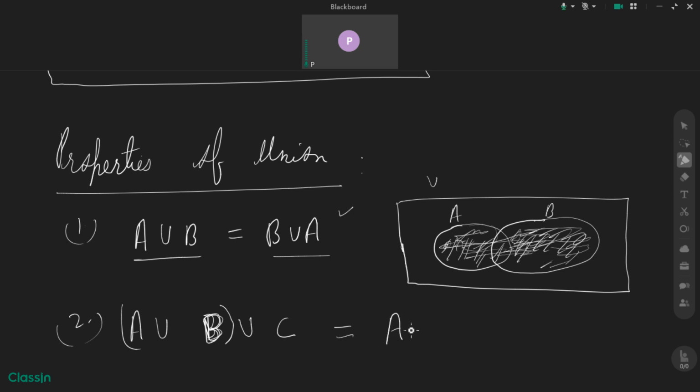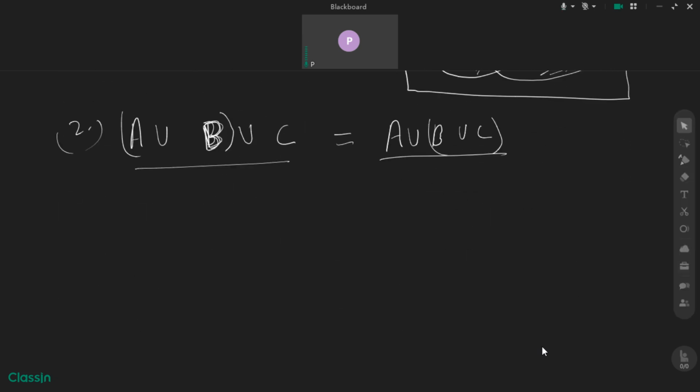If I change this sequence, let us say I first take the union of B and C, and then take the union of the resulting set with A, I will always get the same set. This is known as associative law. It means that in three or more sets, if we change the combination, taking different two sets first, then taking the union of the result with another set, we always get the same result. That's known as associative law. Now let us see the third one.